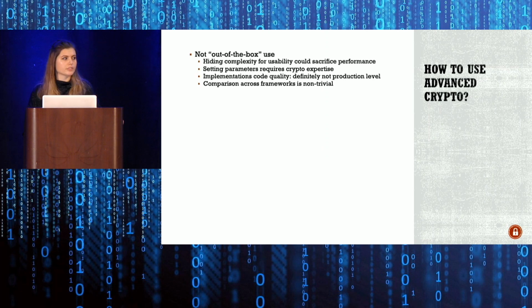A word of warning is that none of these systems is really an out-of-the-box system. And there are good reasons for that, because sometimes hiding complexity in order to facilitate usability also sacrifices efficiency. In many of these scenarios, we cannot afford to do this. We really need to squeeze every last bit of efficiency. So if you want to use these systems, you really need experts, even for choosing your parameters or for doing comparison across different frameworks. The implementation code is research level code, so it's definitely not production level code.